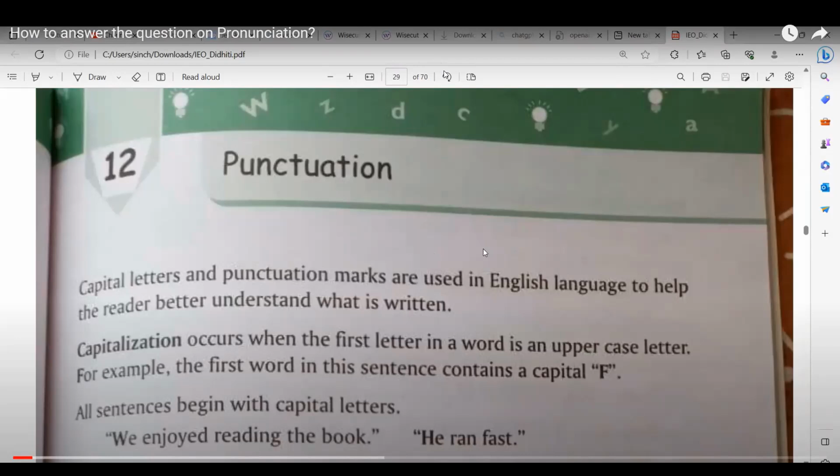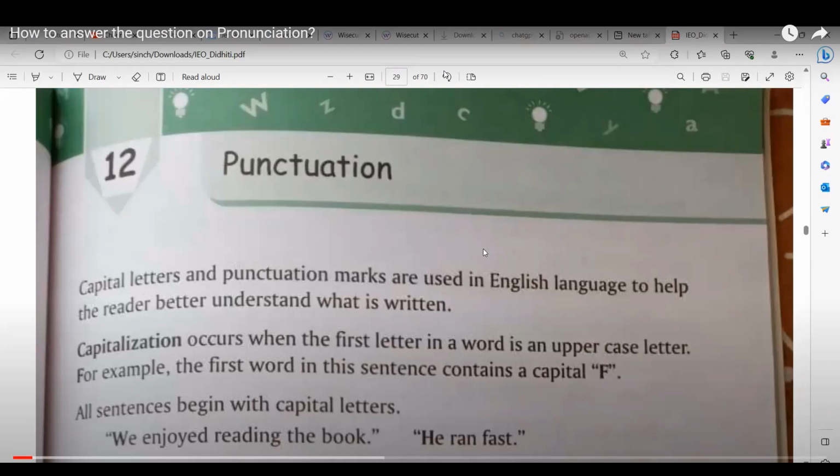Where do we use the capital letter? At the beginning of a sentence, or if there is any proper noun, we use capital letters. Why are capital letters required? Because if we don't use any comma, full stop, capital letter, or question mark, and we just continue the sentence as it is, then it will be very difficult for us to understand the meaning of the sentence. Is it clear, Ashmita? Yes, ma'am.